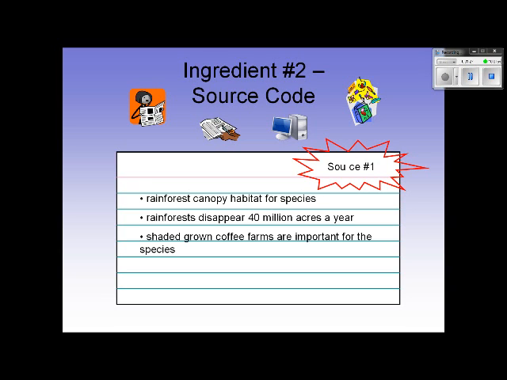If information came from a different source, maybe source number 2, you would write source number 2 in the upper right-hand corner. So why don't you take a minute and pause the video and add to the note card by writing the source code on your note card in the upper right-hand corner. And then come back for the last, final step.